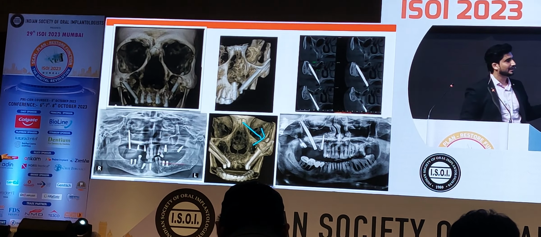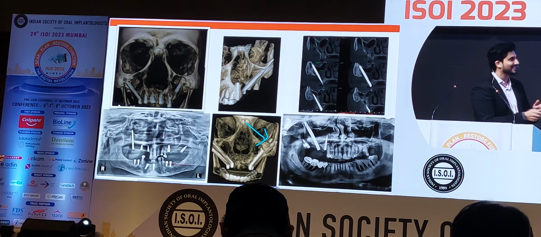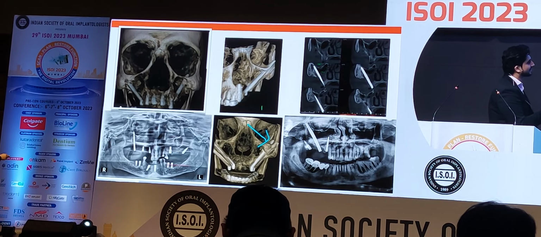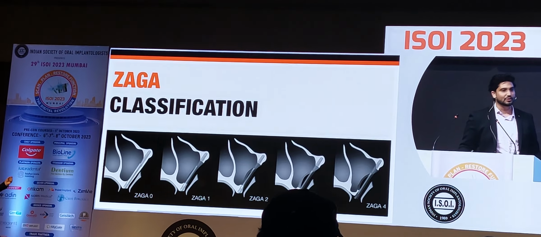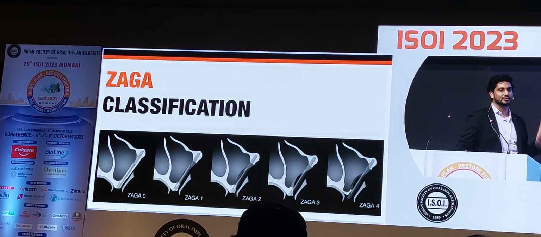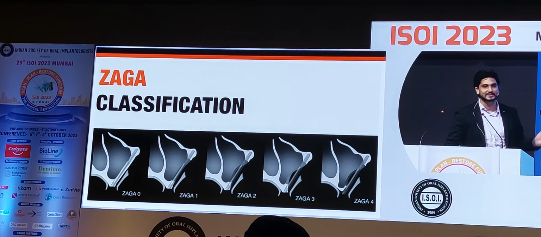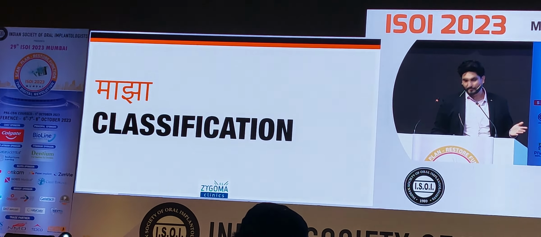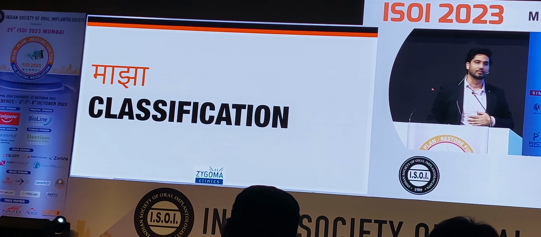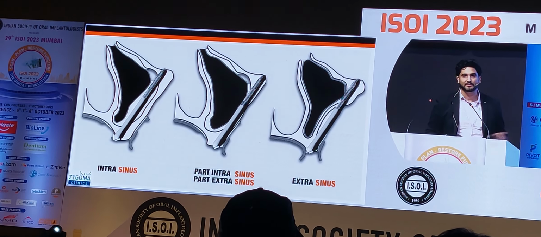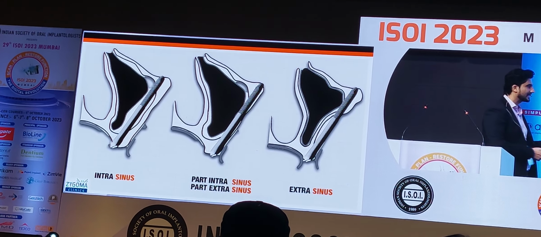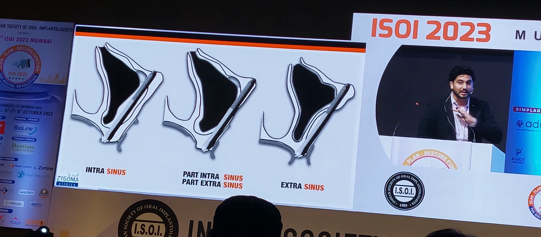Okay, but unluckily, it has happened with many doctors and you see the zygomas are placed in the orbit. So to avoid complications, you should follow a technique which is known as Zaga classification. But we are in Maharashtra, so I will follow Maja classification, which is very simple. I don't follow Zaga classification because with this technique you cannot follow Zaga classification because we remove buccal bone always.